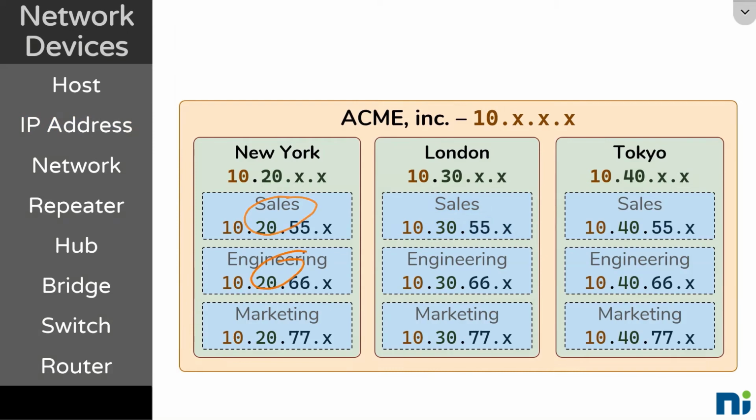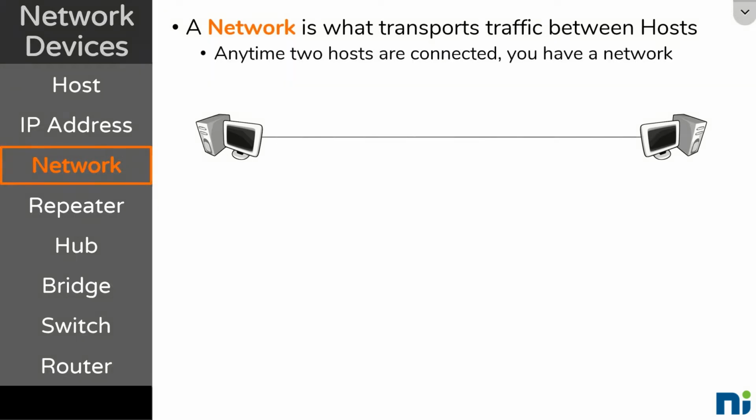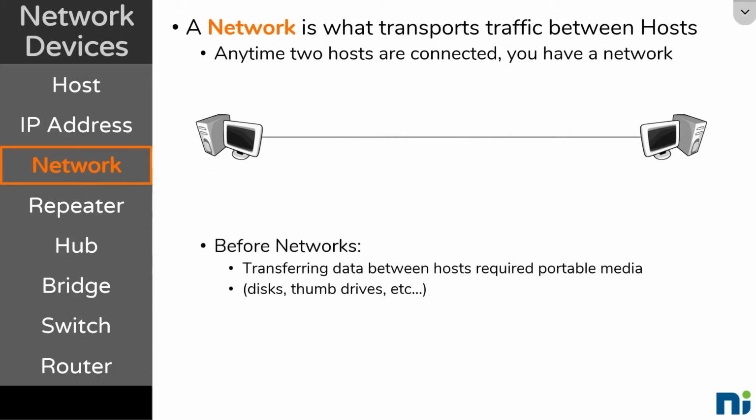All of the hosts that sit inside each of these teams at each of these offices exist in what is known as a network. A network is what actually does the transportation of traffic between hosts. In its simplest form, anytime you connect 2 hosts, you have a network. If you plug these hosts directly into each other, you have a network. Before networks, in order to move data from this computer to this computer, you would literally have to walk up to this computer, plug in a disk, download some files, then walk over to the other computer, plug in that same disk, and upload those files.